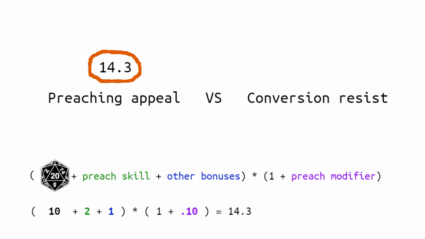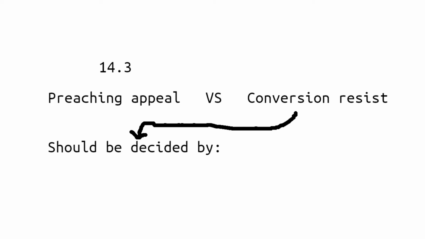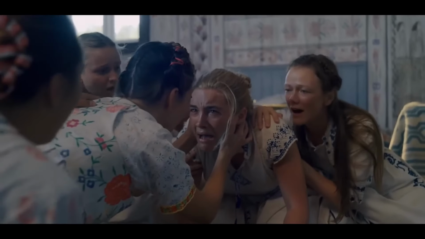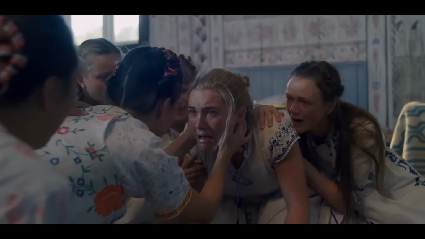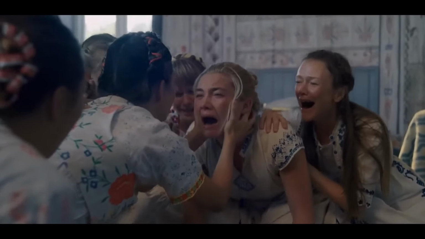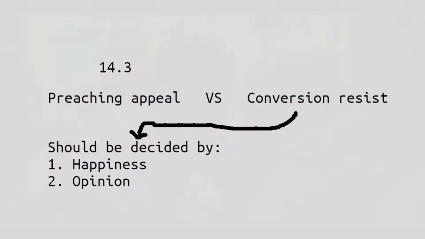Now this is our preaching appeal value that will be compared to the conversion resistance value of the person being preached to. To calculate the conversion resistance value, I've decided that a few things will weigh in for how resistant individuals are to converting to new religions. First is happiness. Cults have historically preyed upon unhappy people with little direction in life. Our target of preaching will have a happiness value, which will make them harder to convert the higher the happiness value is. Next is opinion.